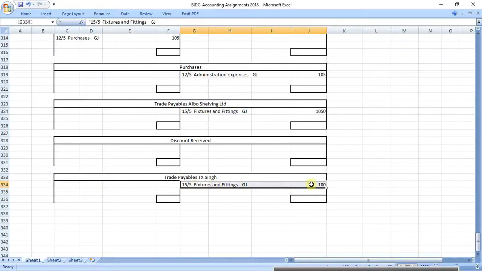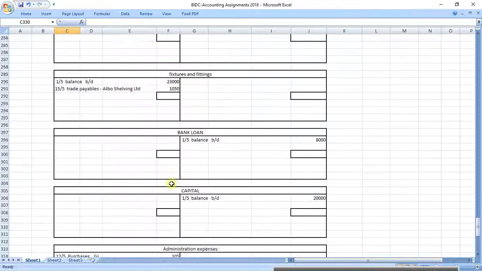Fixtures and fittings, and this was on what date? On the 30th. Okay, and then in discount received, you're going to do the same thing. This is going to be discount received though. Sorry, I copy pasted the wrong thing. Discount received, general journal, and you've got 100 here, and I'm going to write in the trade payables for Sing there.